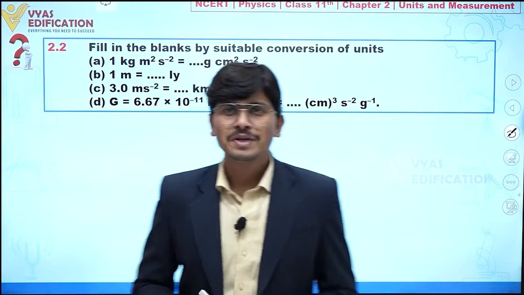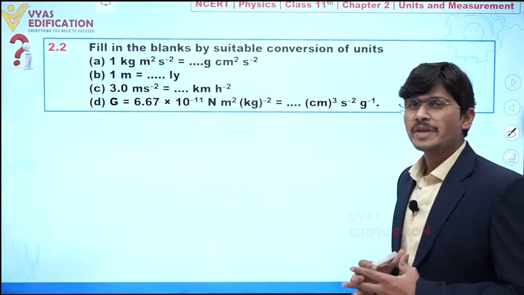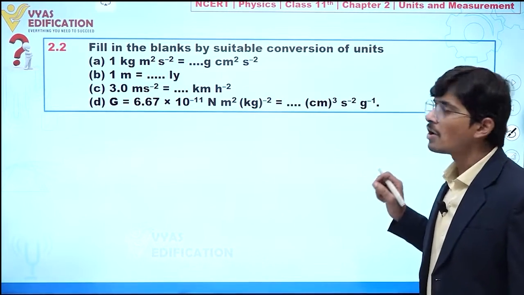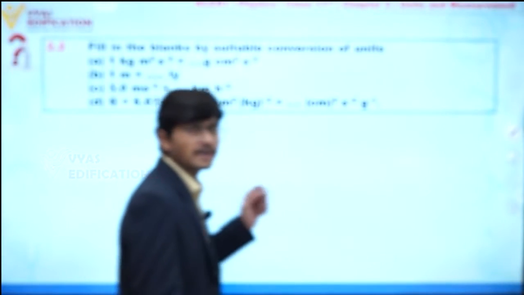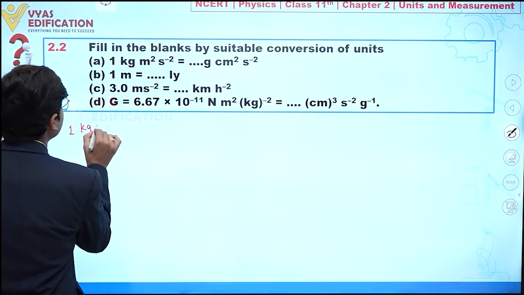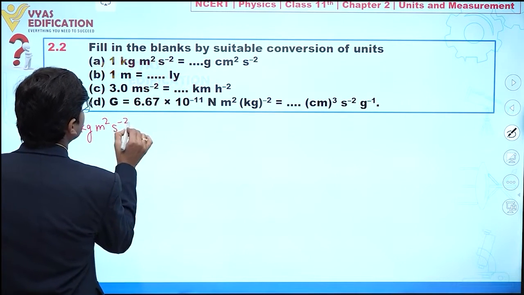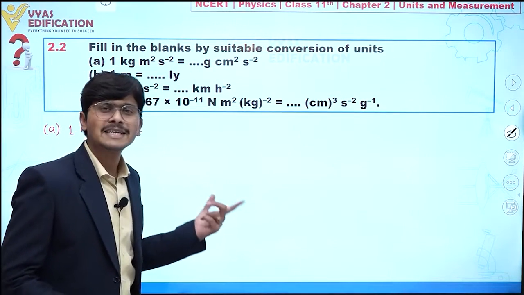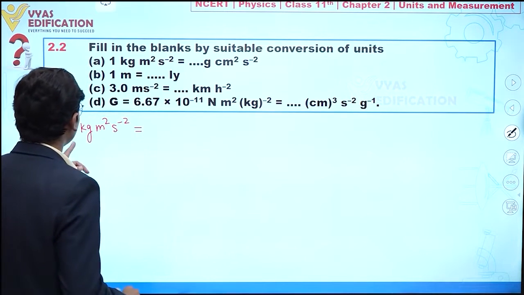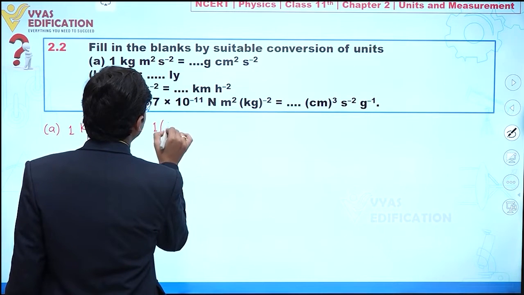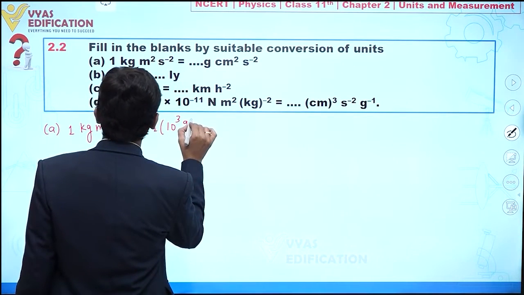Now students, we are going to discuss question number 2.2, and in this question it is given: fill in the blanks by suitable conversion of units. The first part, A: 1 kilogram meter square per second square, this is equal to how many grams per second square and centimeter square? In 1 kilogram we have 1000 gram, so we can write this as 1 multiplied by 10 to the power 3 gram.